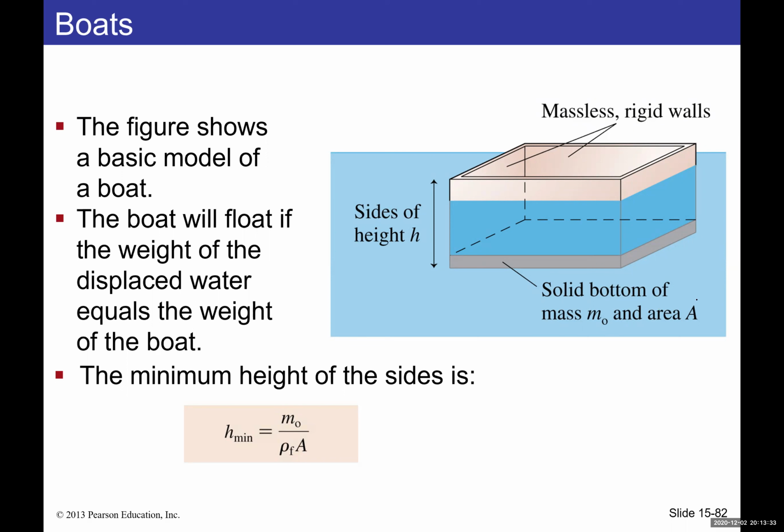So basically what we can do, the minimum height of the sides, h minimum, equals the mass of the object divided by the density of the fluid times the area. We get this from using exactly the same equation, where the buoyant force, which is the weight of the displaced fluid, equals the gravitational force of the object. Buoyant force, remember, is the density of the fluid times the volume times g.